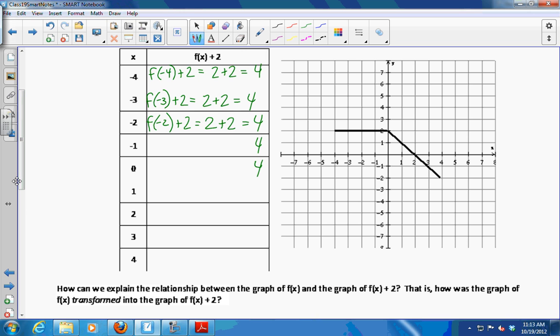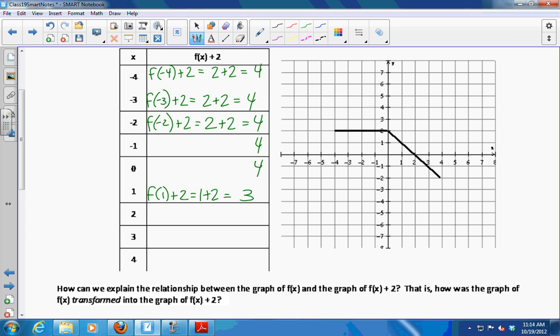So now, okay, I have f of x plus 2. I'm going to replace the x with a 1. So I have f of 1 plus 2. And now what is f of 1? 1. So this is going to be 1 plus 2, which is 3.